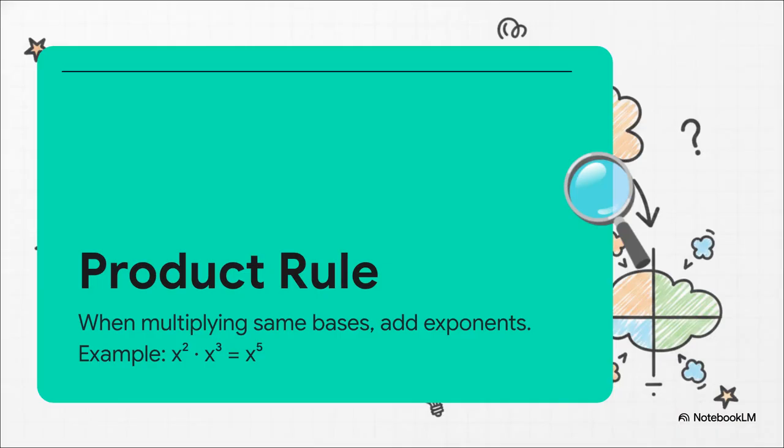Relying on just rote memorization can totally fail you when you're stressed out on a test. But understanding the core mechanics, that stays with you forever. So we're going to use expansion as our proof. Take the product rule, for example.